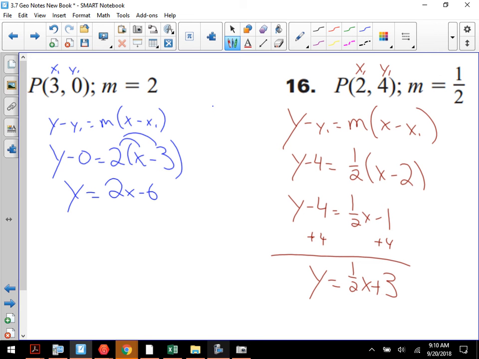Again, what we're looking at here, guys, is a lot of substitutions and some solving for y. So it's the slope-intercept form, y equals mx plus b, and point-slope.